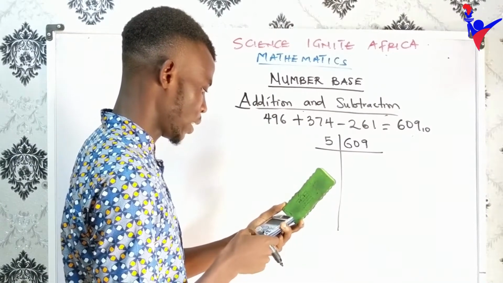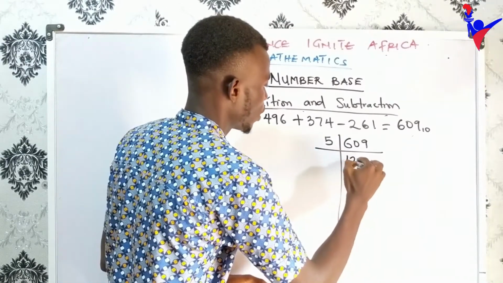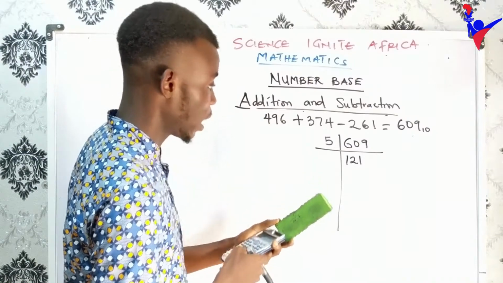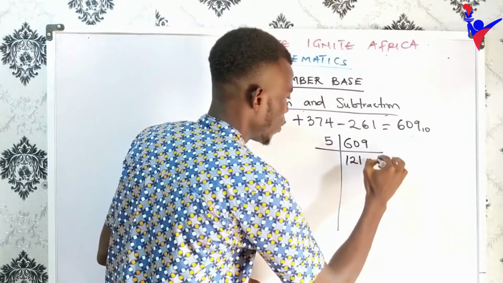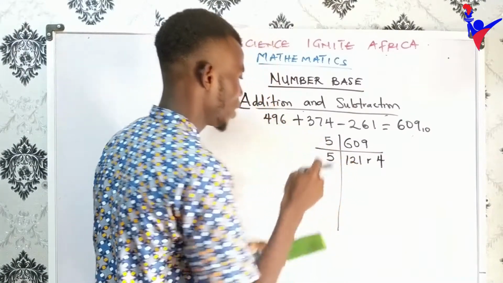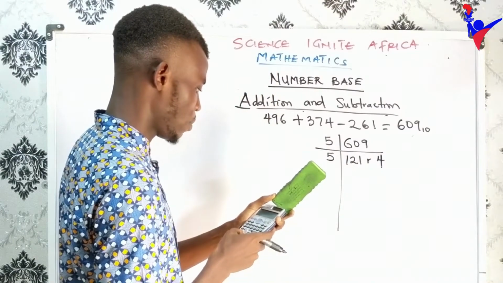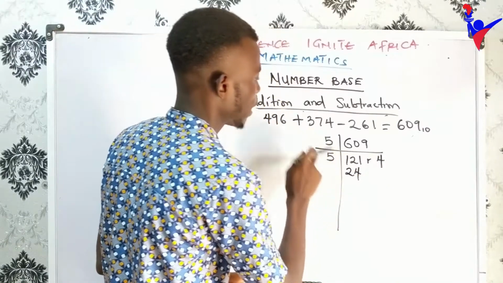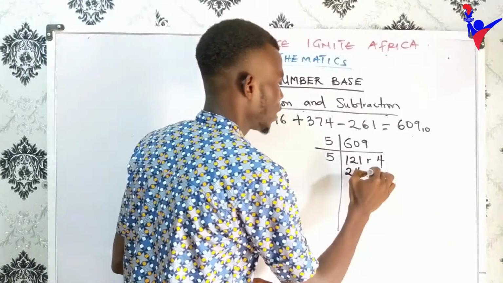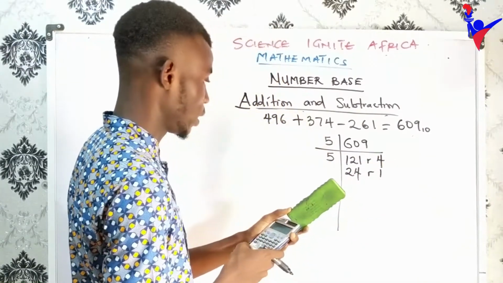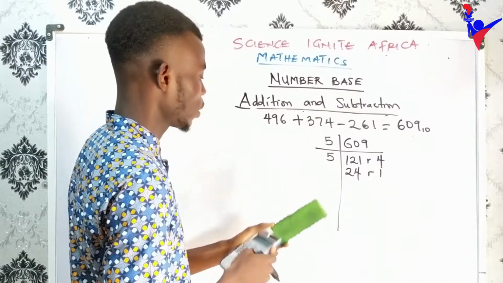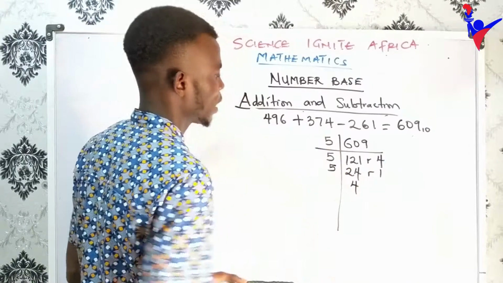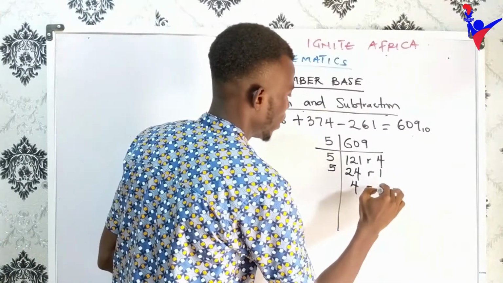We have 121. Then 121 multiplied by 5 will be 605, remainder 4. Let's go again. 121 divided by 5 will be 24. 24 times 5, I'm sure that is 120, we are left with 1. So 5 in 24 will be 4. 4 times 5 is 20, that will be 4, remainder 4.